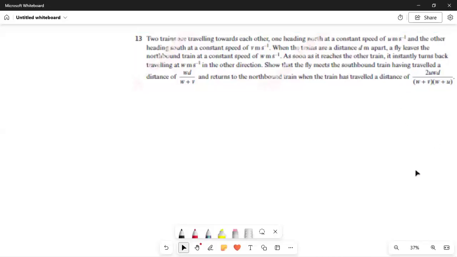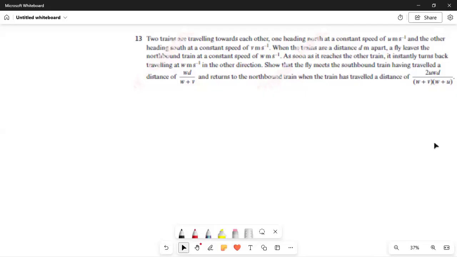We will be doing question number 13, chapter 1, mechanics. This question is interesting. Good thing about this question is that there is no acceleration involved. So there are two trains and a fly, but there's no acceleration involved, but still it's pretty complicated. And there are no numbers, we have to work with the symbols only.